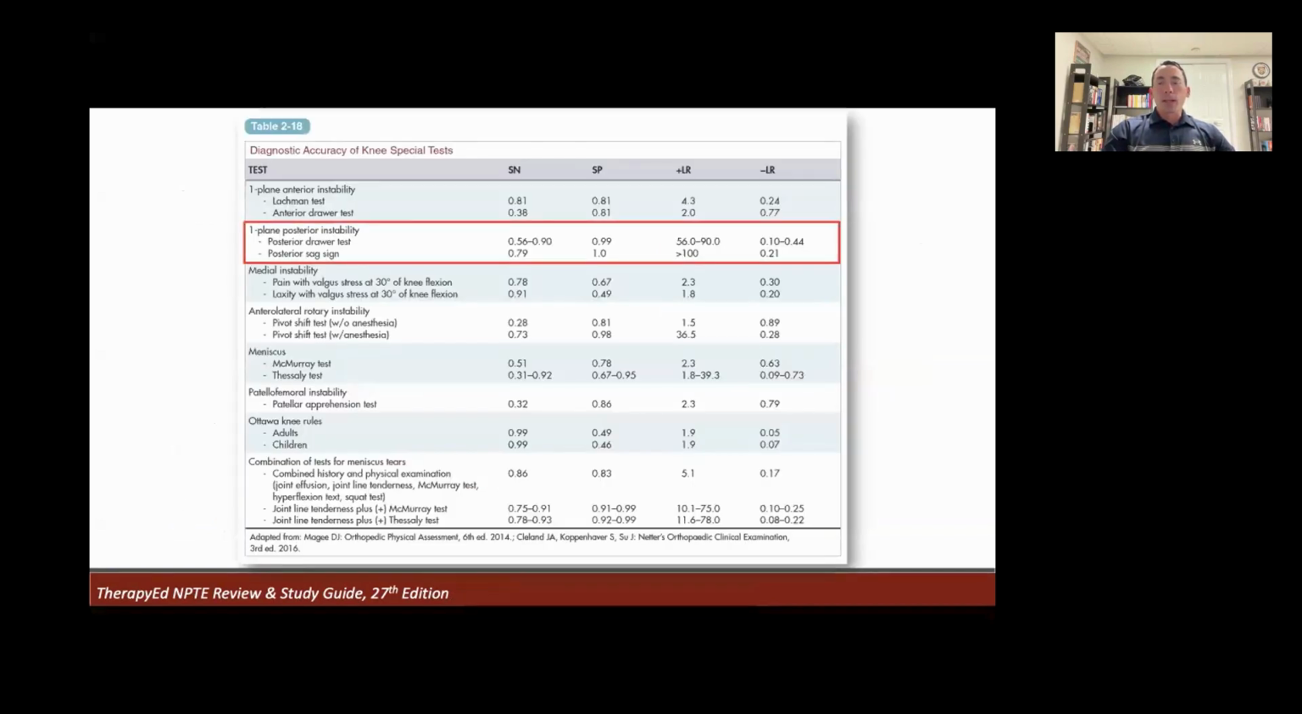So the posterior drawer and the sag sign are two of the best special tests for one plane posterior instability. These tests have not been studied as extensively as the ACL tests, and based on the best available evidence, both tests appear to have good diagnostic accuracy.